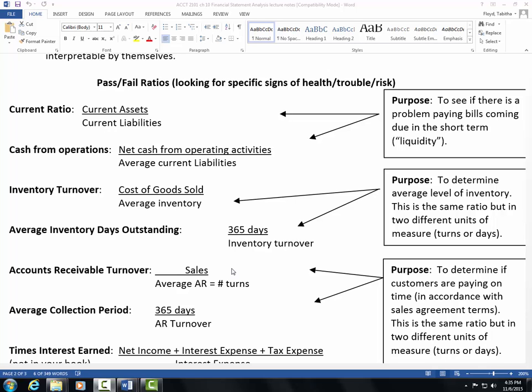Chapter 10 reviews all the ratios that you've learned until this point in the class. It also introduces you to three new ratios.